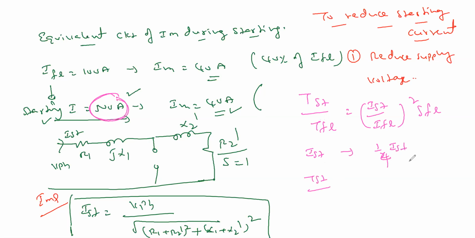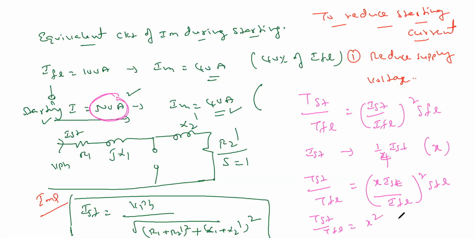T_start by T_full load, where the current is x times. What is happening here now? X I_ST, or X I_SC, the starting current, by I_full load, whole square. What is the torque reduction here? T_start by T_full load is x square by I_ST by I_full load whole square, by x full load.